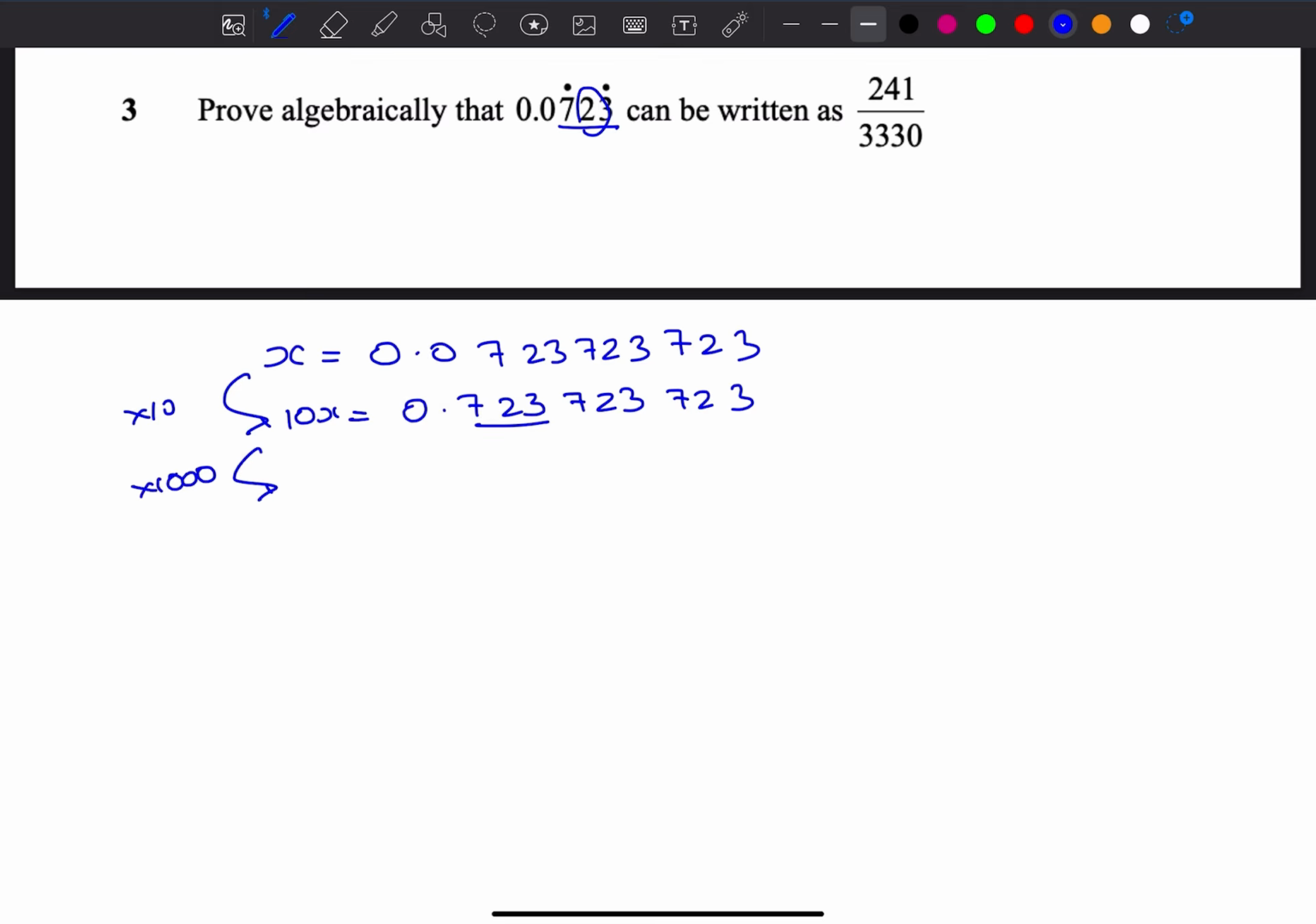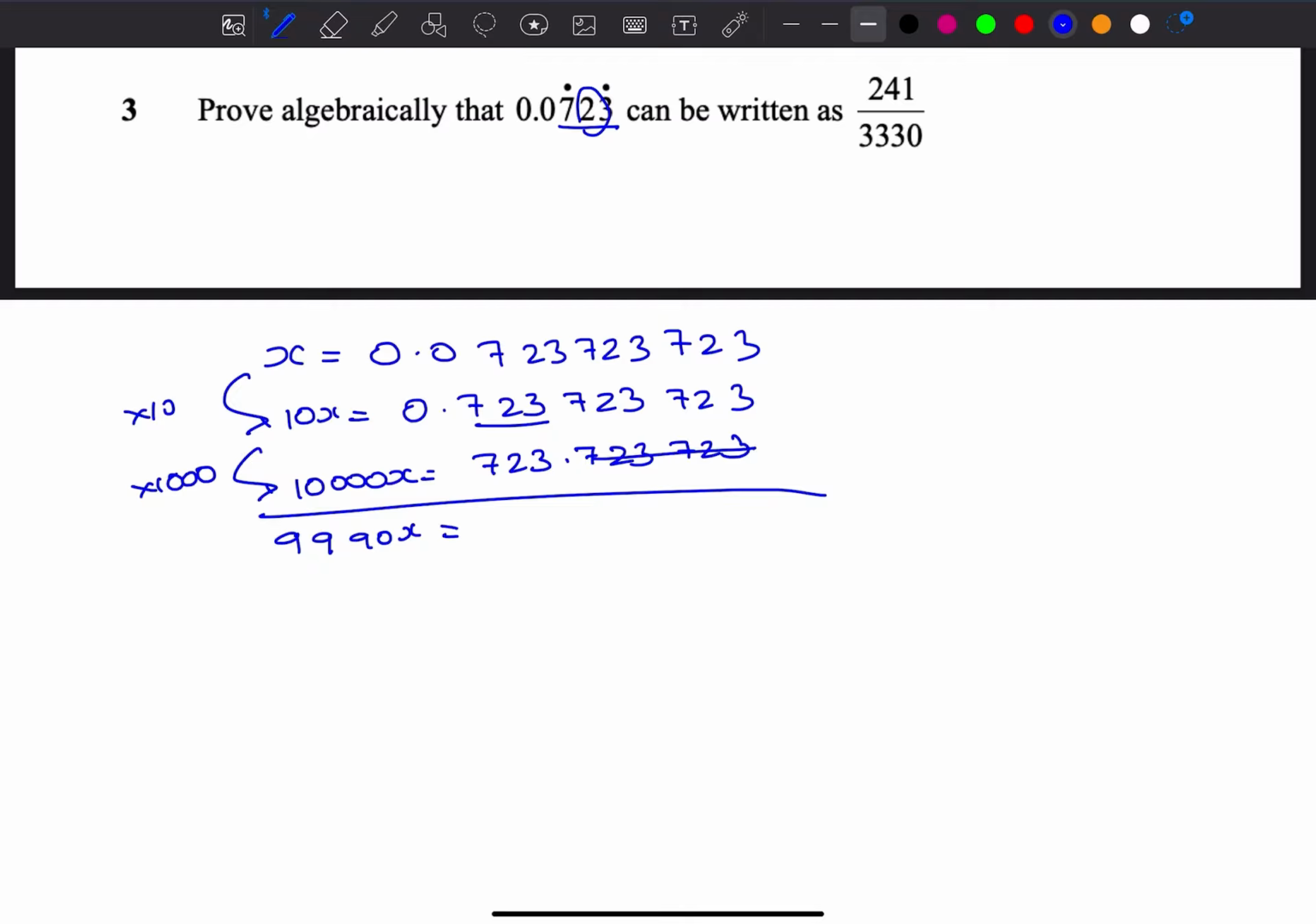10x times 1000, which is 10,000x, equals, move three decimal places, 723.723723. Take it away. 10,000x take away 10x is 9,990x, equal to 0.723723 take away 0.723, which cancels. 723 take away 0 is 723. x is 723 divided by 9990.